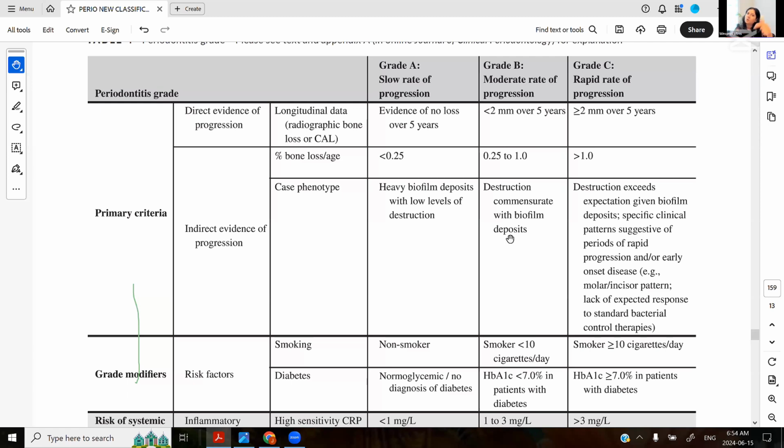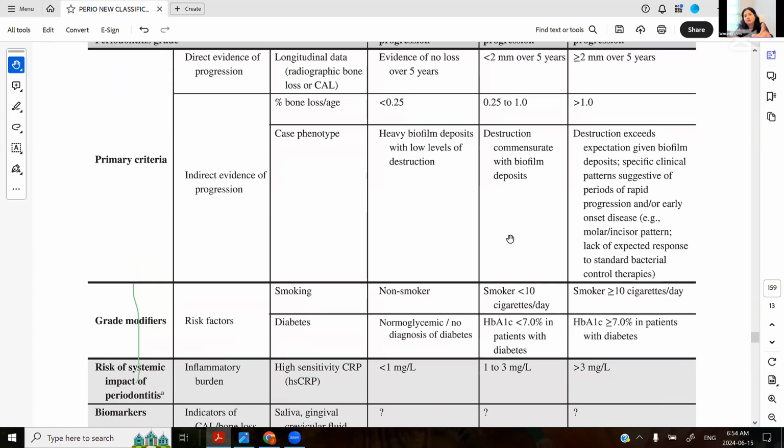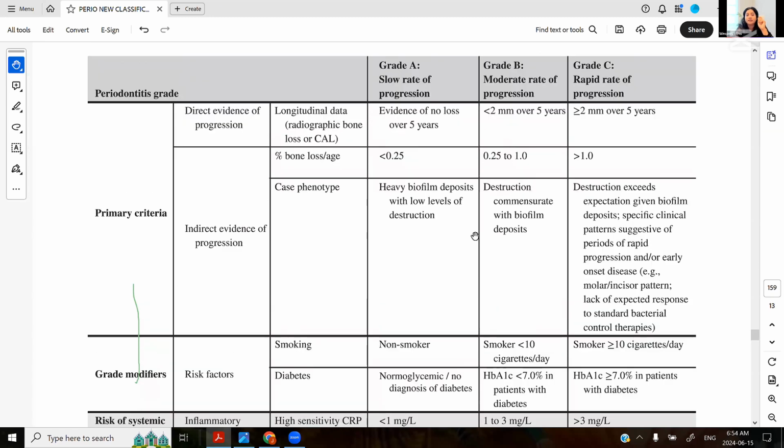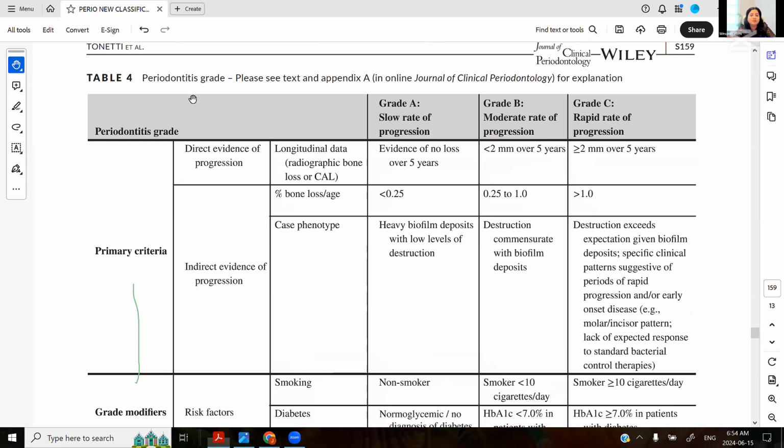So we easily know when a smoker is given and a diabetic patient is given, we easily see number of cigarettes, 10 or less, grade B, more than 10, then grade C. HbA1c less than 7, grade B. 7 or more is grade C. And in no diabetes, grade A, no smoking, grade A. But if he's a non-smoker and he is not diabetic, he can still have aggressive bone destruction and be in grade B or C. That's where you need to learn the percentage bone loss by age.